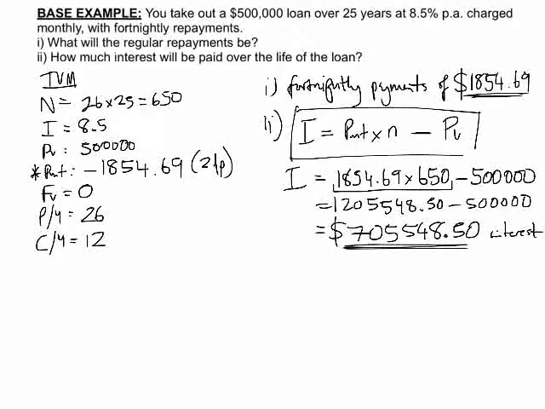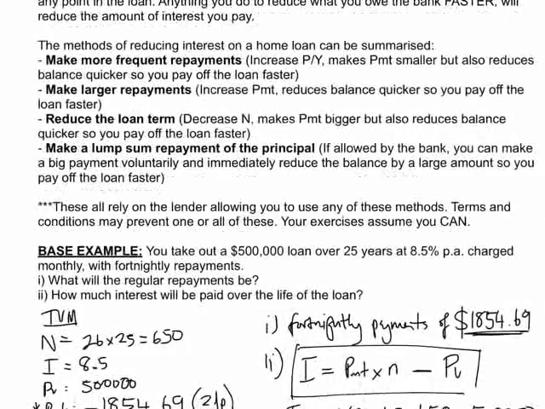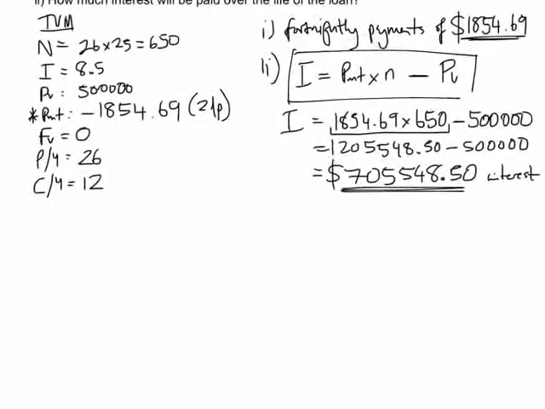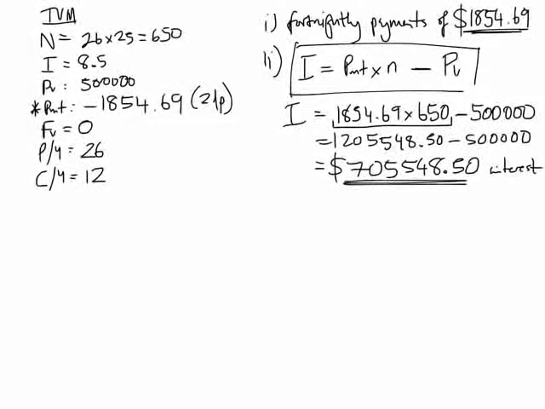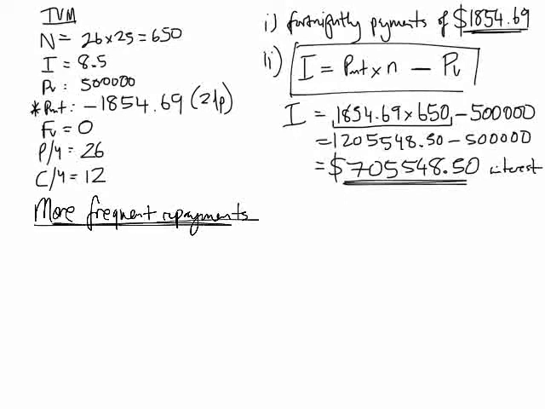Okay, so the next thing we're going to try out is making more frequent repayments. So let's change this. We're going to make the payments happen every week. Change fortnightly to weekly. Okay, so PY is going to be 52 this time.